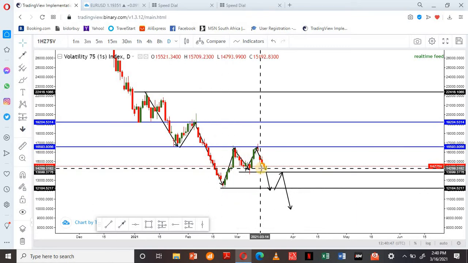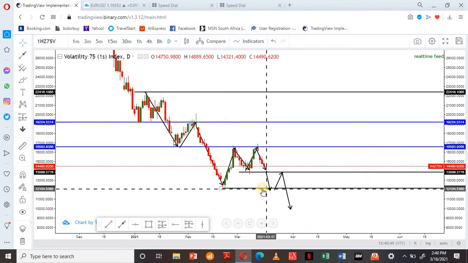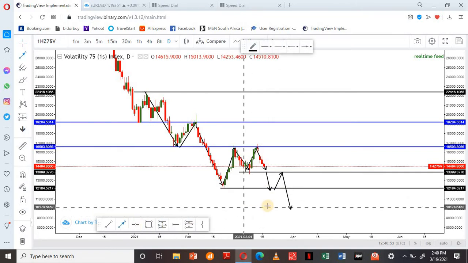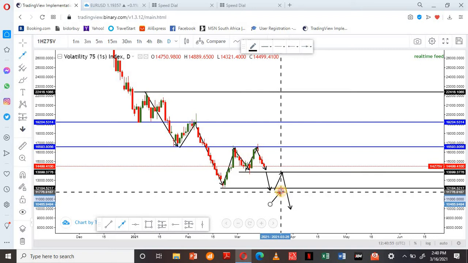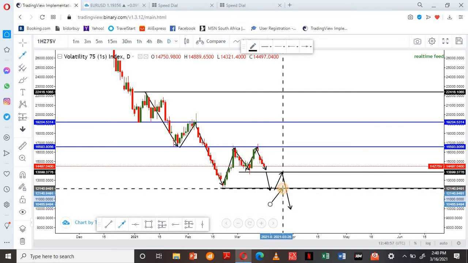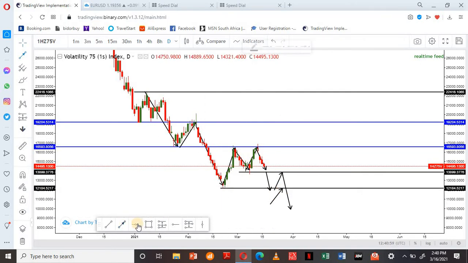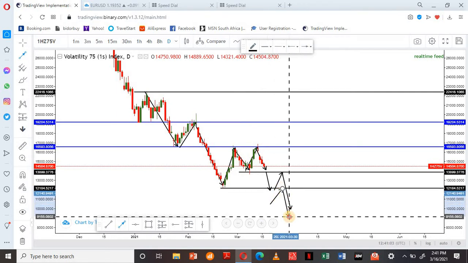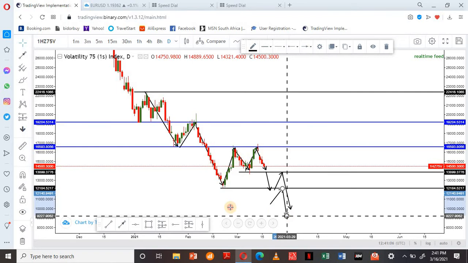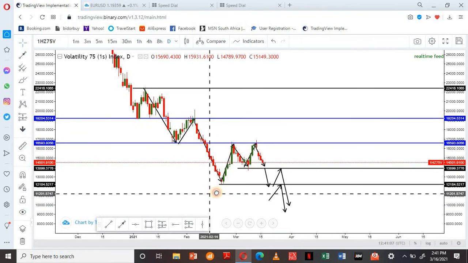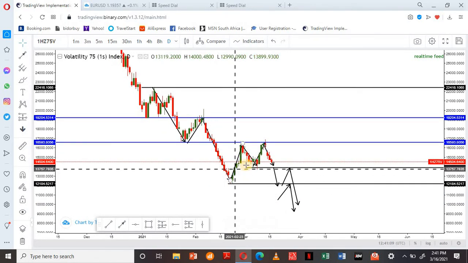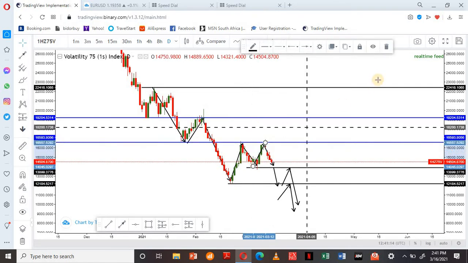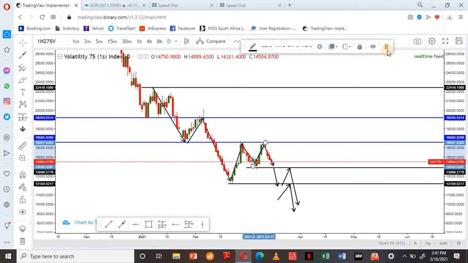Or if it insists and comes down, breaking this level here, we'll be looking for a pullback on this level. A pullback on this level. Those are the things you should be looking for. So we are still on the daily chart. Let me get rid of these things.